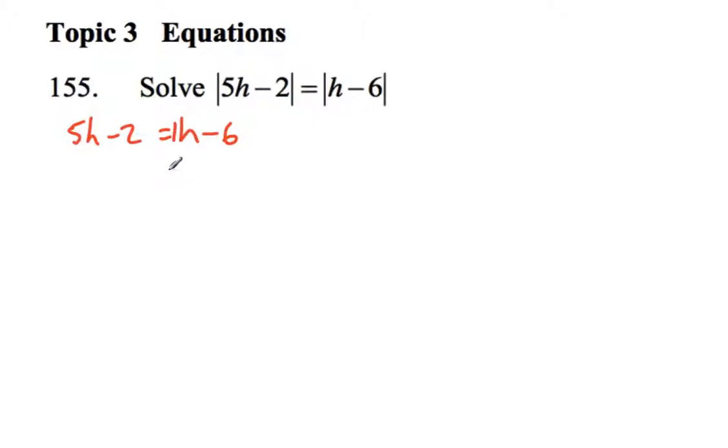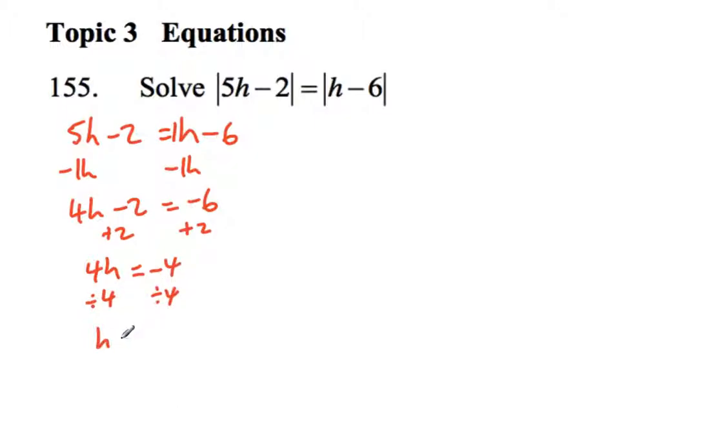So we've got a minus h, or minus 1h both sides, which will be 4h minus 2 equals minus 6. Let's plus 2 both sides. Hopefully you get plenty of practice at these solving of equations so you're nice and quick. 4h equals minus 4, let's divide by 4. We get h equals minus 1.